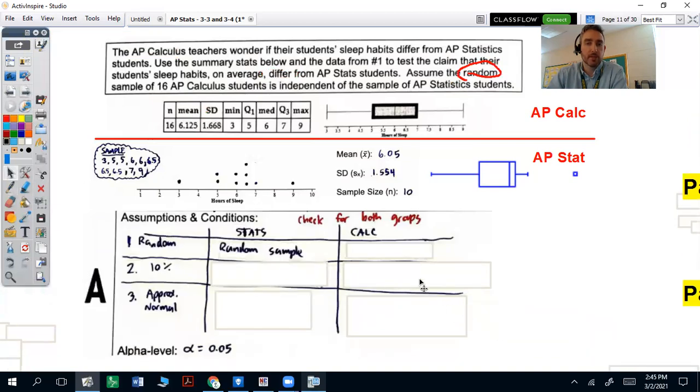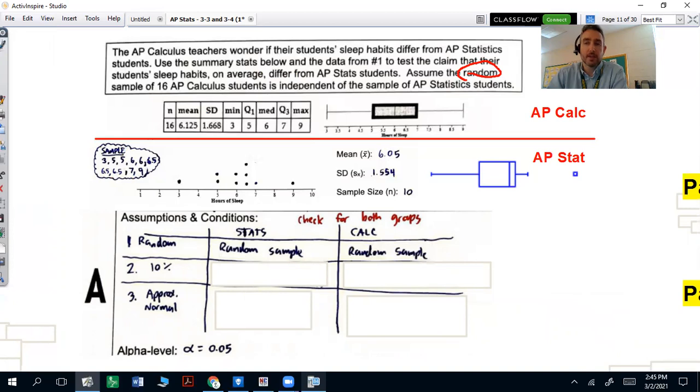We write them down. Random sample, random sample. You don't have to get fancy with your wording. You just have to state that they were random. Now, you know these numbers were actually made up, so they're not really random, but don't tell anybody. 10% condition, sure. We've met that. We state that. 10 and 16 are both way less than 10% of all the AP stats or calc students, respectively.